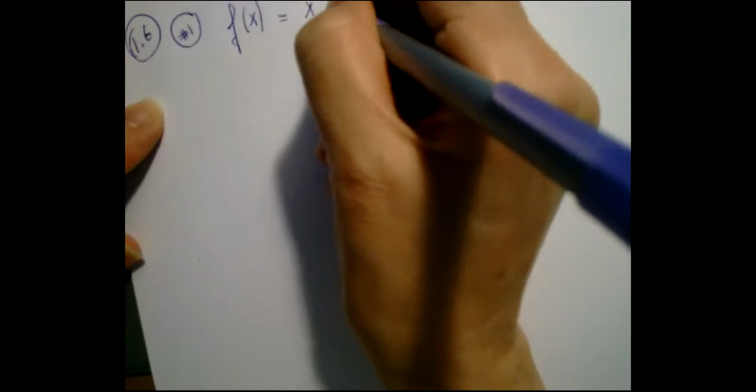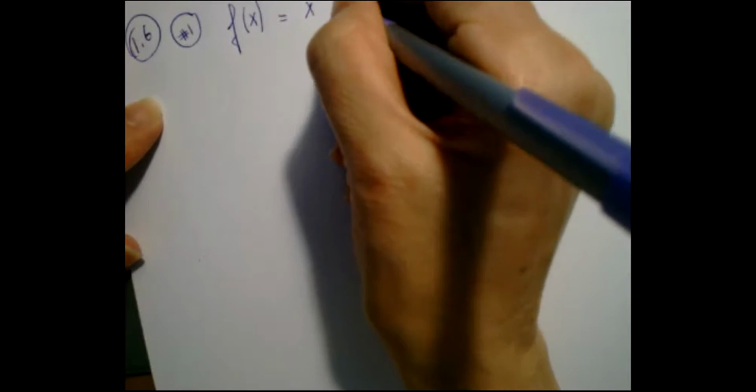Okay, so I'm going to start with 1 now, and then we're going to do 3. Are you with me? Okay, let's start. So for 1.6, we have the following function. I'm doing 1.6 number 1. f of x is x squared plus 5x plus 6.